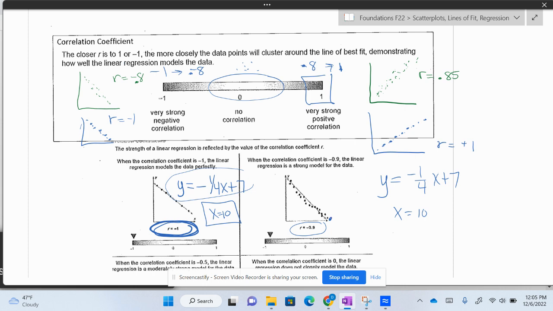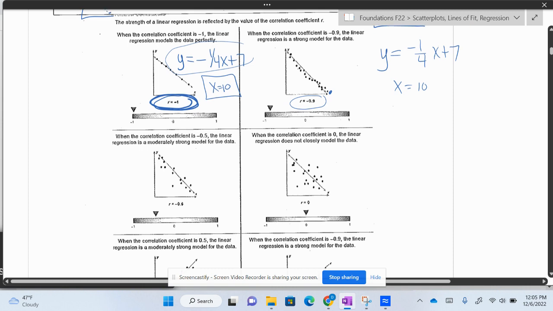It might be right off the line, still pretty close. So we're going to use that correlation coefficient tells us how good our predictions are going to be. But we're still going to use the lines of best fit, the equations, to make predictions. Just the stronger the correlation is, your correlation coefficient, the better your predictions.